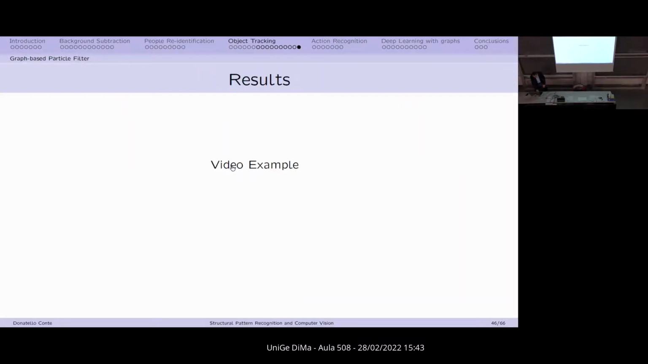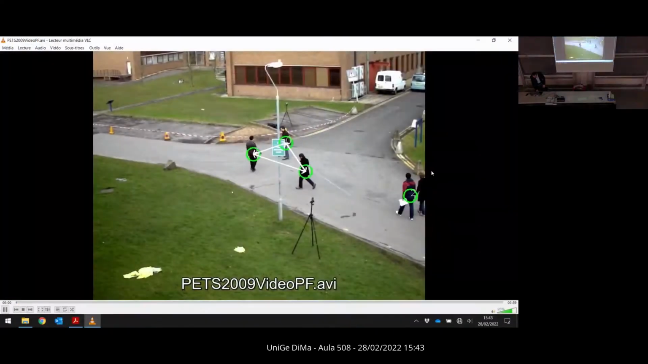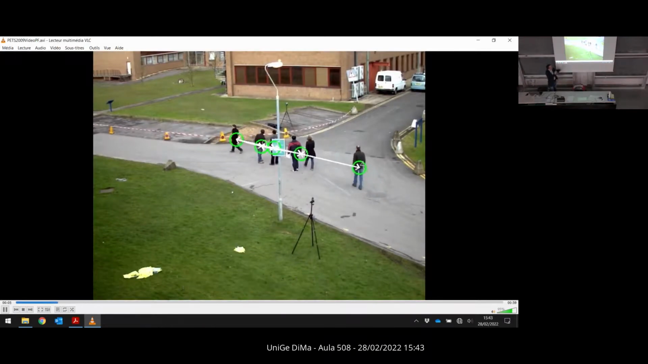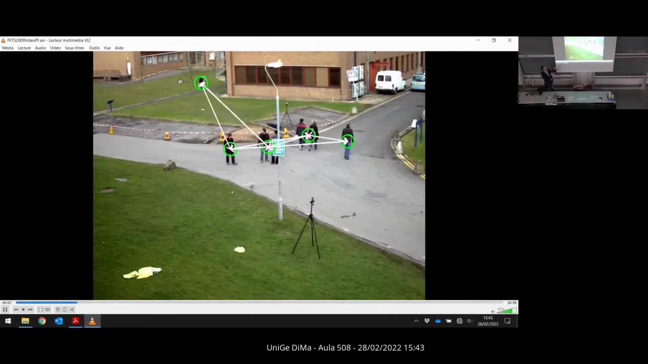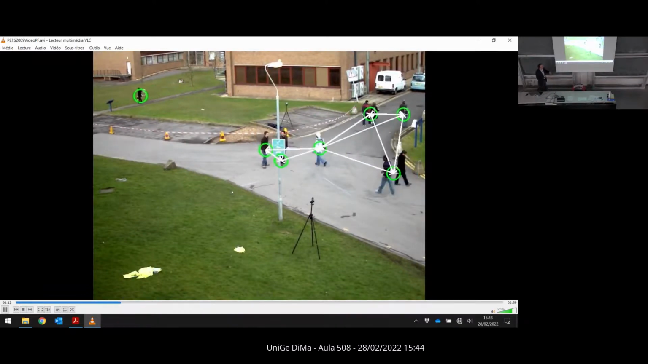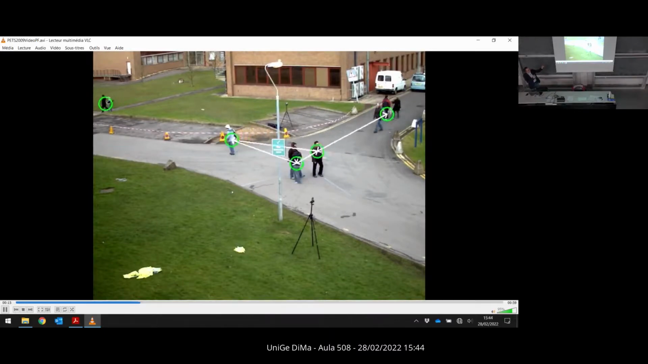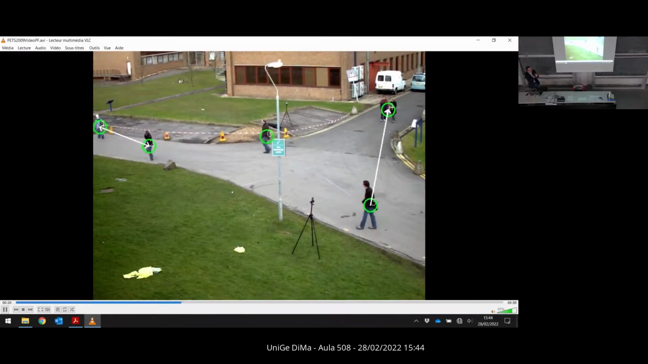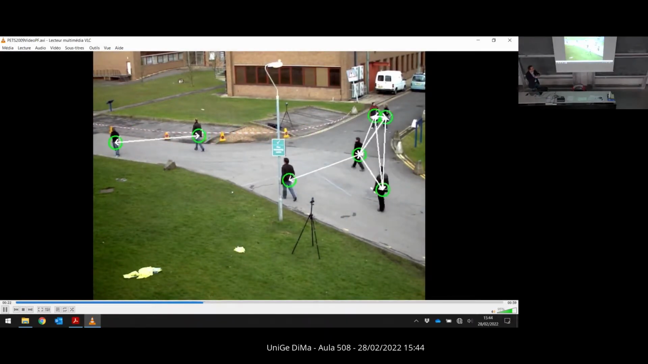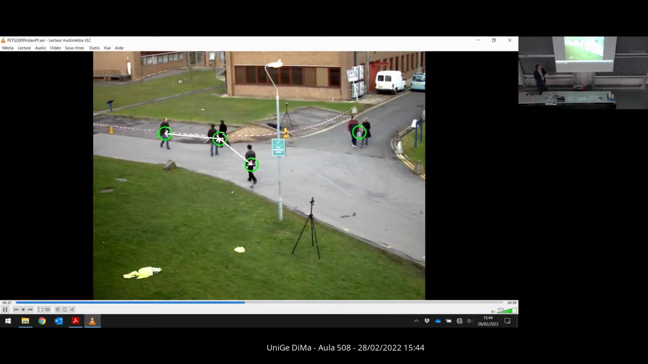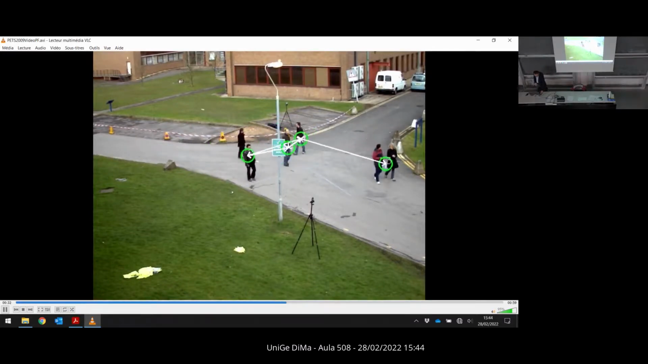Here also there is just a video of a result, just a visual result, to show you the graphs. Sometimes the method works, sometimes less, because sometimes we can see the separation of objects, and sometimes there are unique nodes representing multiple objects, so with some errors. But the idea was to use this kind of representation and the particle filter that was very common for tracking.